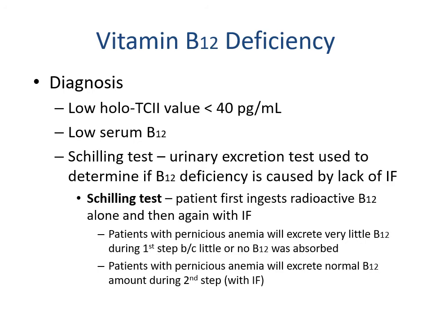Now the diagnosis of B12 deficiency: we'll see low holo-TC2 values, less than 40 picograms per milliliter, and low serum B12. Now we also have the Schilling test, and this is a urinary excretion test used to determine if the B12 deficiency is caused by a lack of intrinsic factor. So the patient first ingests a radioactive B12 alone, and then again with intrinsic factor. Patients with pernicious anemia will excrete very little B12 during the first step because little or no B12 was absorbed, and patients with pernicious anemia will excrete normal B12 amounts during the second step with the addition of intrinsic factor.